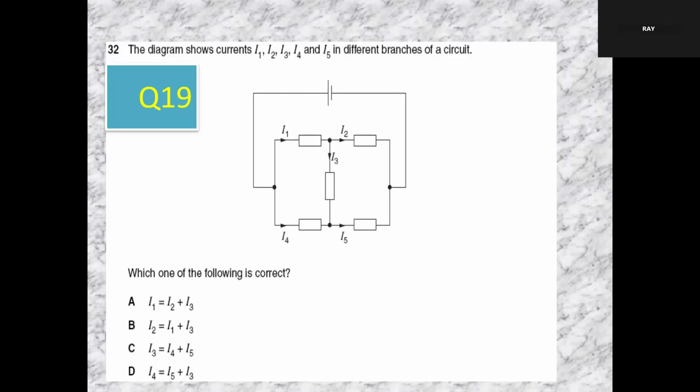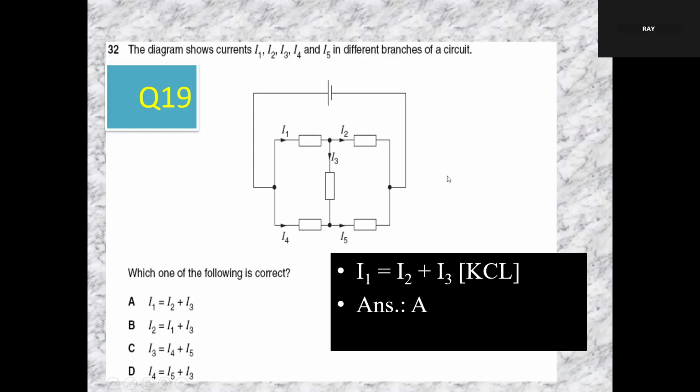Kirchhoff's current law. Going in is I1. Coming out is I2, I3, correct? A.